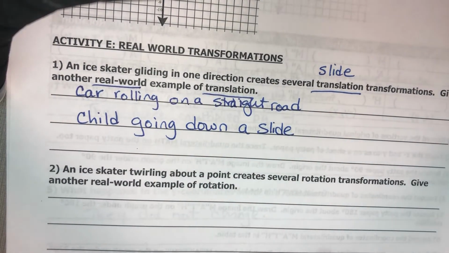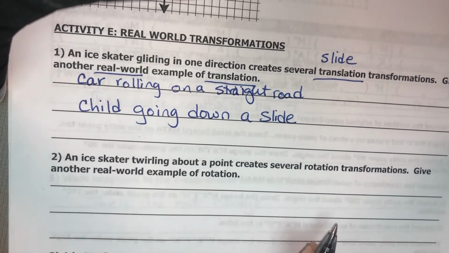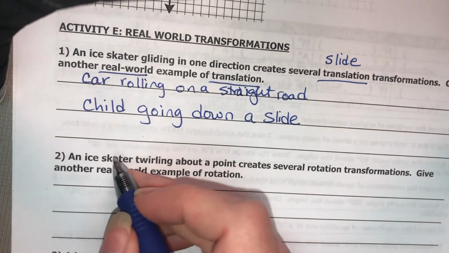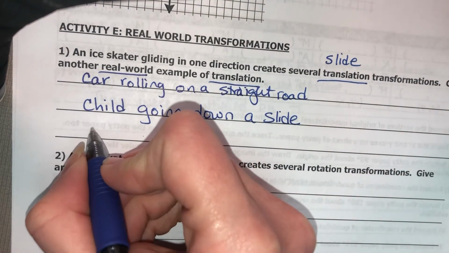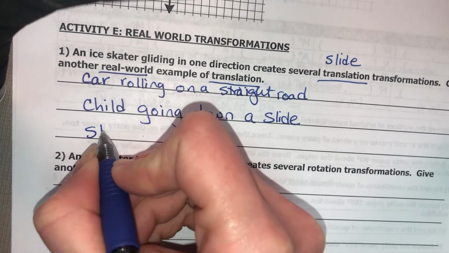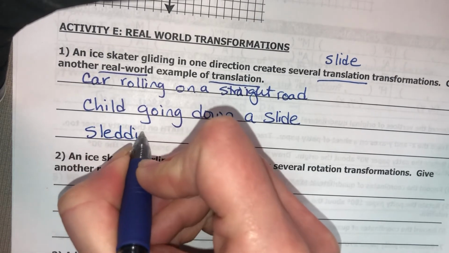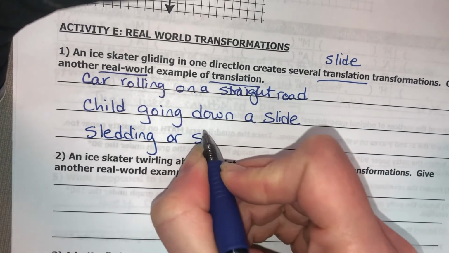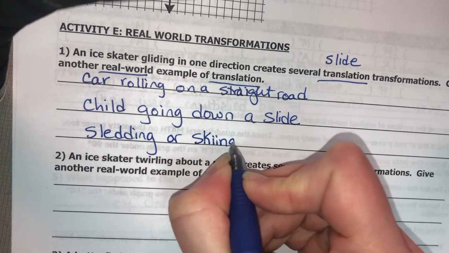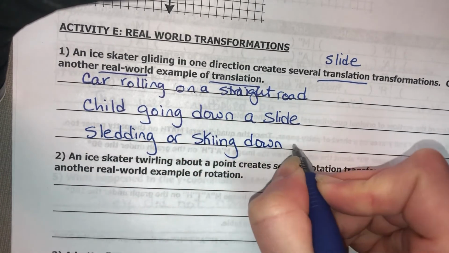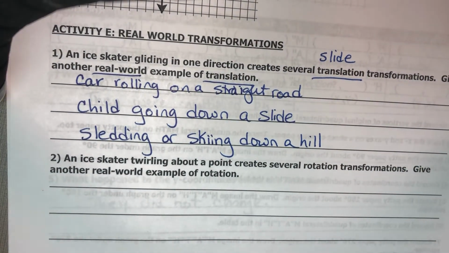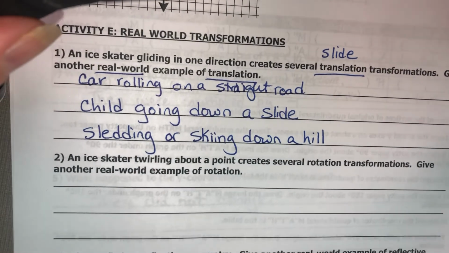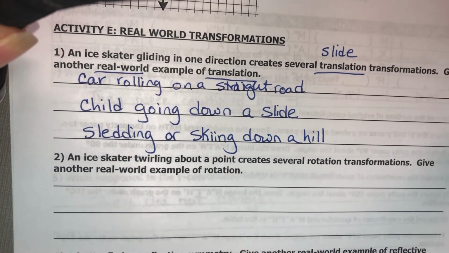Or maybe, let's see, maybe even someone sledding down a hill or skiing. Sledding or skiing down a hill. So you could probably come up with some more examples, but that's just a few that I could name. Really, you only had to give one for this problem.